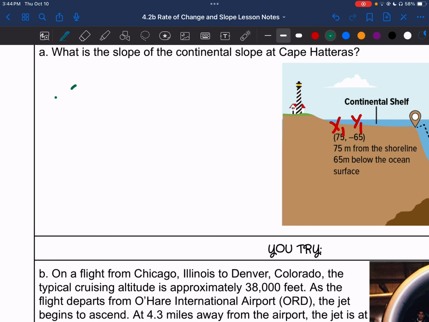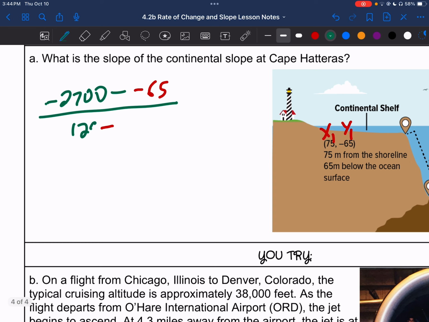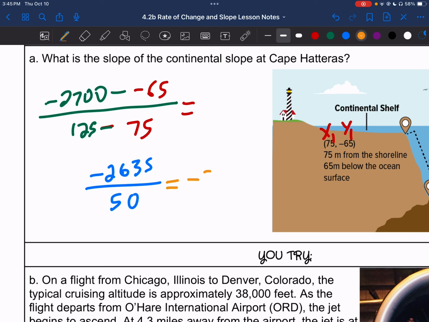So we have negative 2700 minus our y1, negative 65, over 125 minus, oh, the 5 disappeared, 125 minus 75 from the shore. And when we do that subtraction, we're going to get negative 2635 over 50.